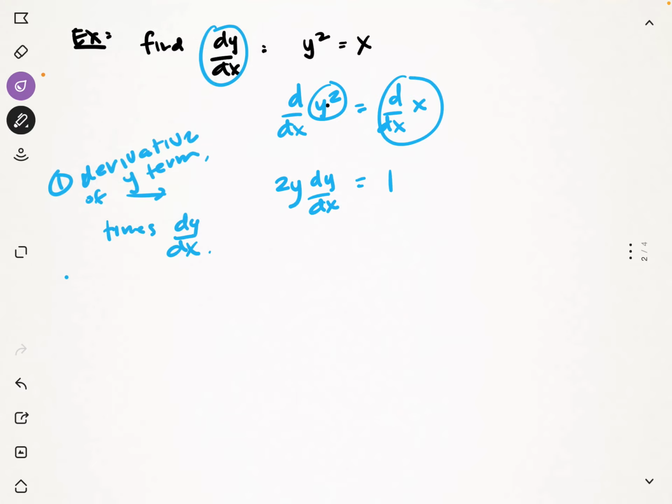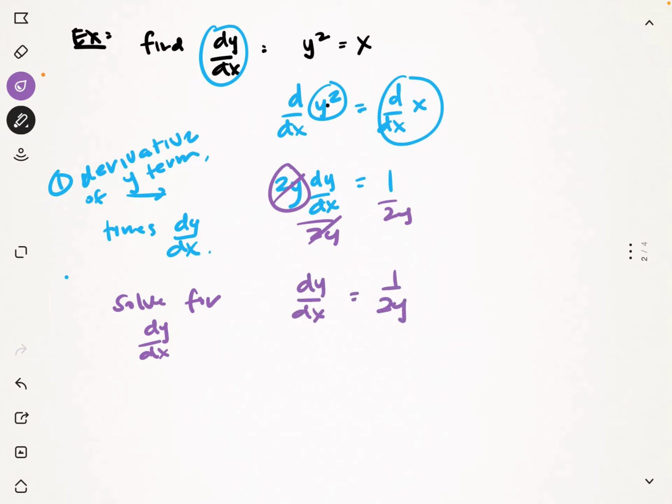Now, in step 2, what we're going to do is solve for dy dx, and this is kind of elegant. We just have to get rid of our 2y, so let's divide by 2y, those cancel, and we get dy dx equals 1 over 2y. And notice that it's asking us to find dy dx. Well, that is dy dx. We solved it algebraically. Okay, so 1 over 2y.